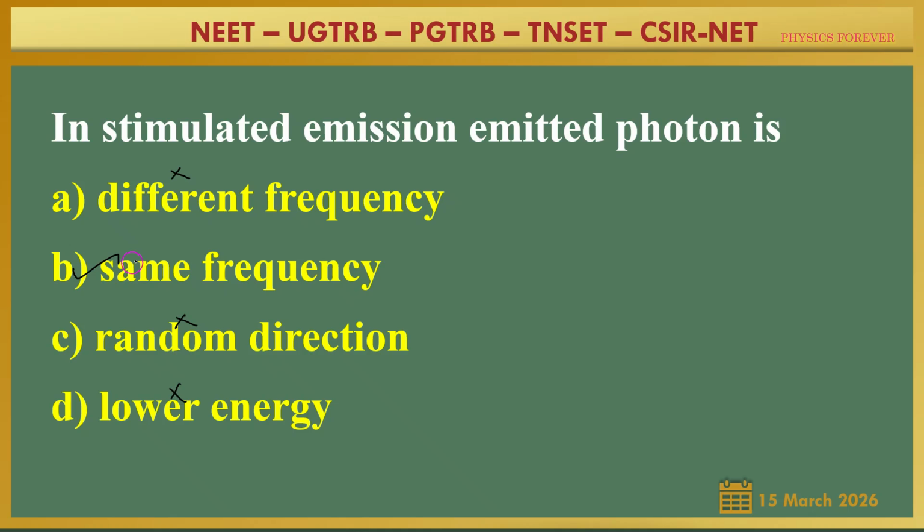When all the atoms above come down to the ground state, two identical photons are produced, all the same. We have to remember that. We already discussed that identical photons means they have the same frequency.